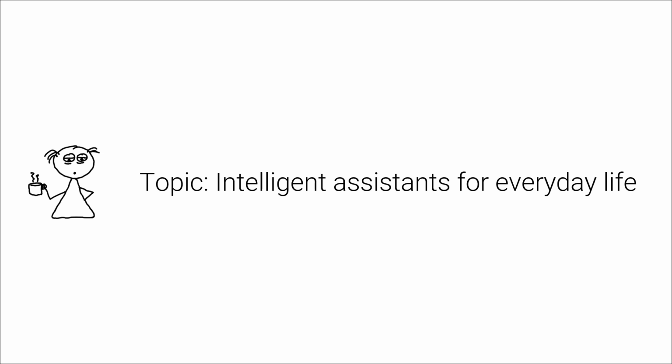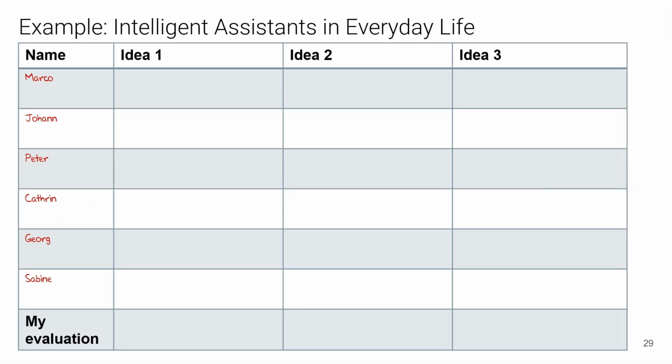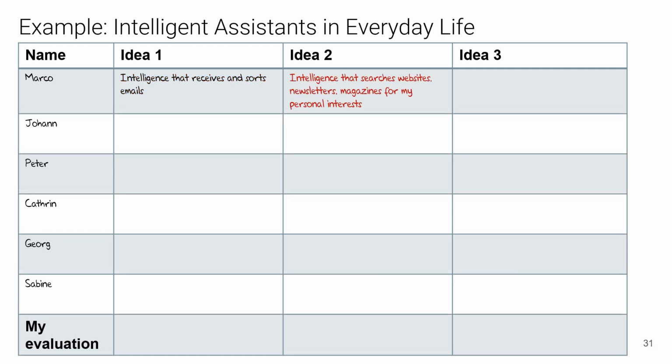The goal is to develop ideas on the topic of intelligent assistants for everyday life. Here we see the names of the participants who are to develop ideas one after the other on this form. So we start from the point of view of the participant Marco. I would like to have an intelligence that receives and sorts emails. Or maybe an intelligence that searches websites, newsletters, magazines for my personal interests. Or how about an intelligence that is fed with all lecture content and can answer all questions?